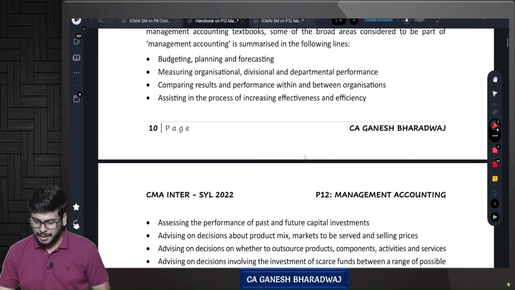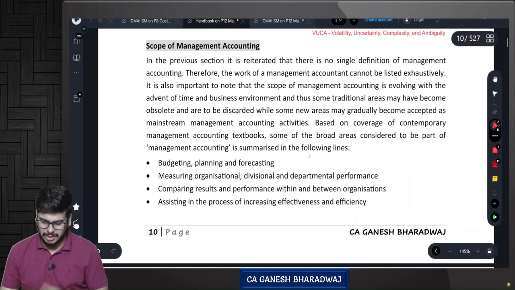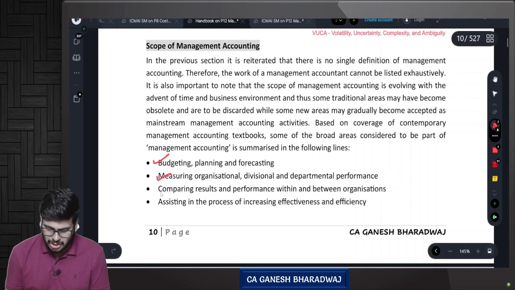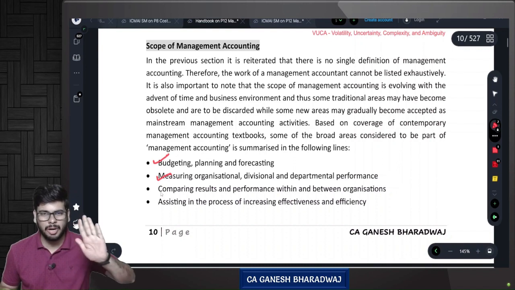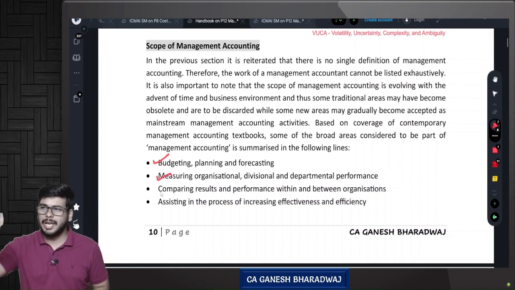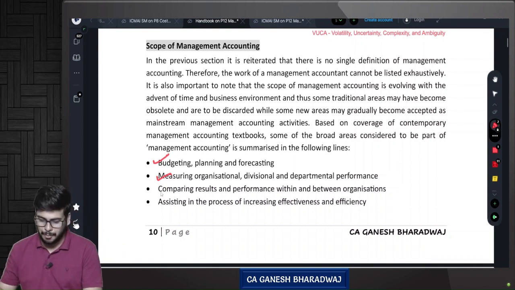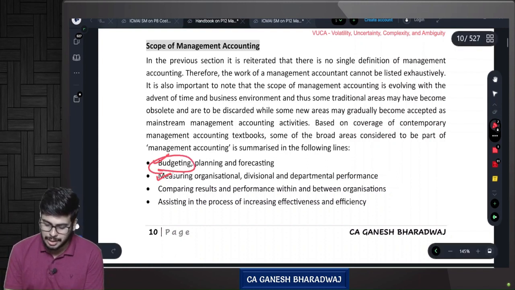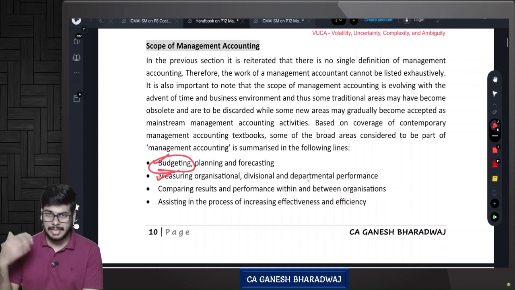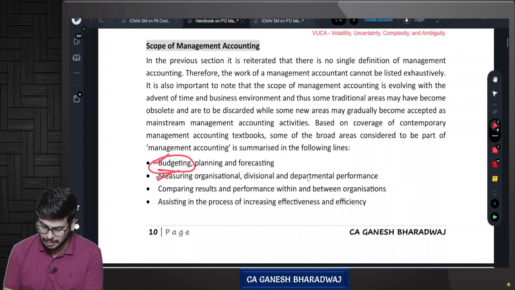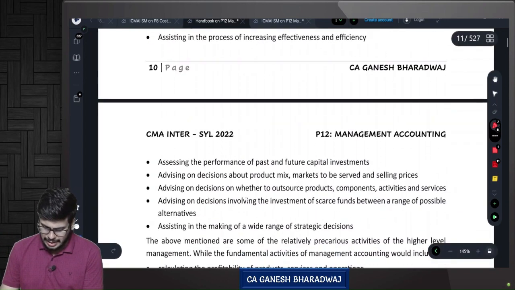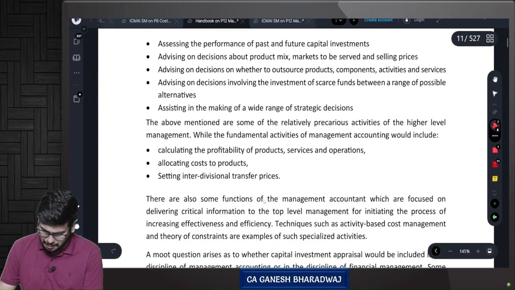Clear with this? Fine. Now the scope of management accounting is all mentioned here: business budgeting, planning, forecasting, measuring organizational, divisional, and departmental performance. Broadly, all these things boil down to decision making and control. You name all the chapters, and they will come here as the scope of management accounting. Budgeting, planning, forecasting is the name of a chapter. Divisional performance is your chapter called transfer pricing, which we'll be seeing. There's even a separate chapter called performance evaluation. All these things they have mentioned for theoretical purposes.